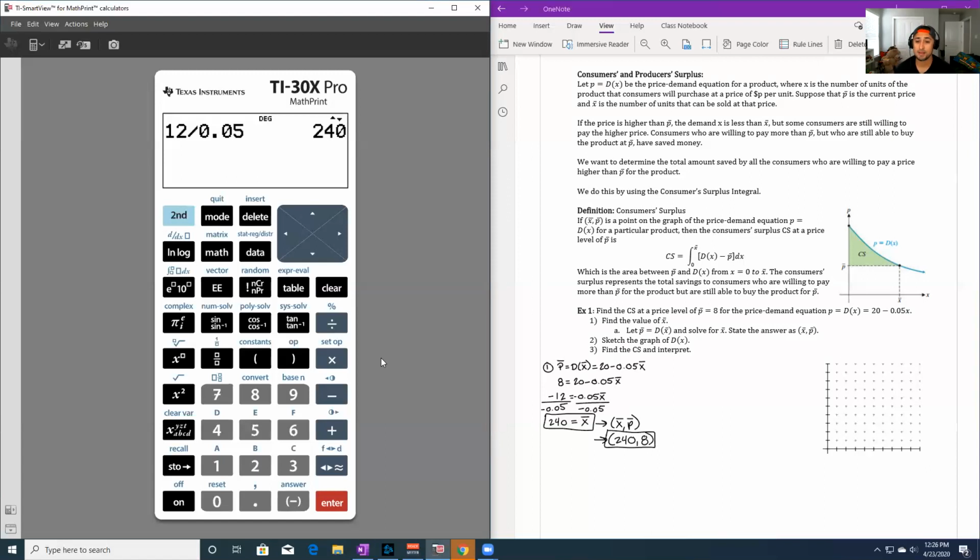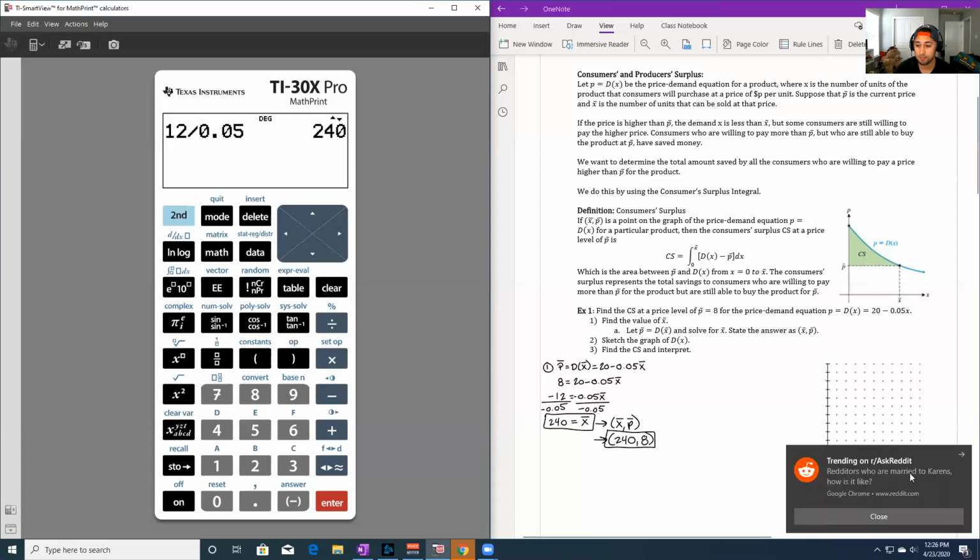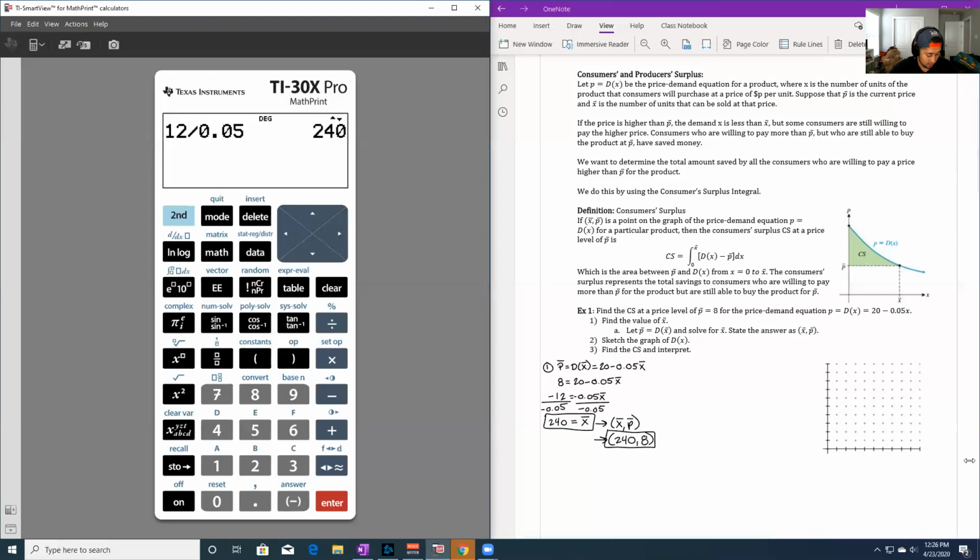Okay. Next is to sketch a graph of D of X. So we're going to make an XY chart, right? Or it could be an X bar, P bar chart, whichever you like. We'll keep it simple, we'll just say XY. All right. So step 2: we're going to sketch the graph of D of X. So I'll rewrite D of X: D of X is 20 minus 0.05X. And I'll make my XY chart.